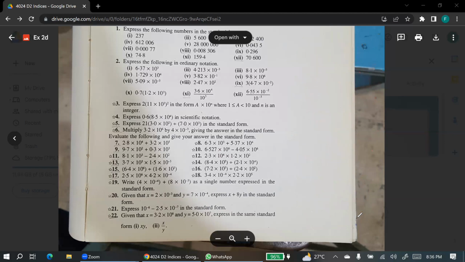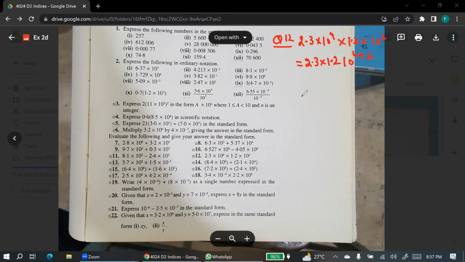Now we will come to know how we can deal with a division sign or multiplication sign between the standard forms. Question number 12: 2.3 into 10 power 4 into 1.2 into 10 power 2. We will multiply the powers of 10, 10 power 4 plus 2. And we will also multiply 2.3 with 1.2.